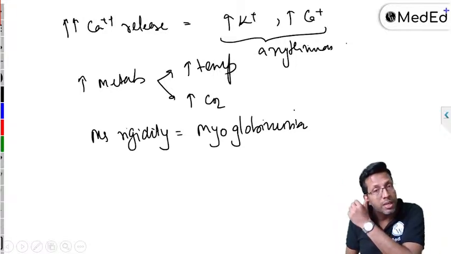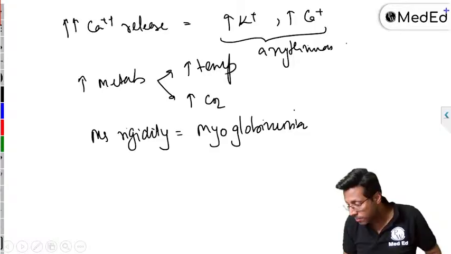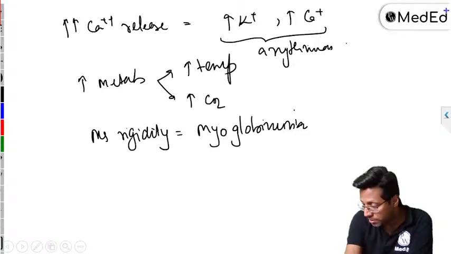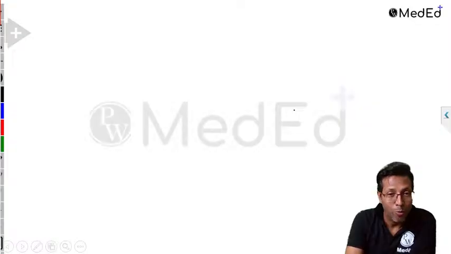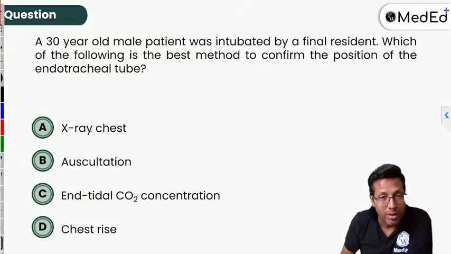Correct, that's what I'm saying. Muscle rigidity, myoglobinuria, and changing electrolytes this way. Clear, guys? All right, hopefully it's cleared your doubt. Here everyone is correct.